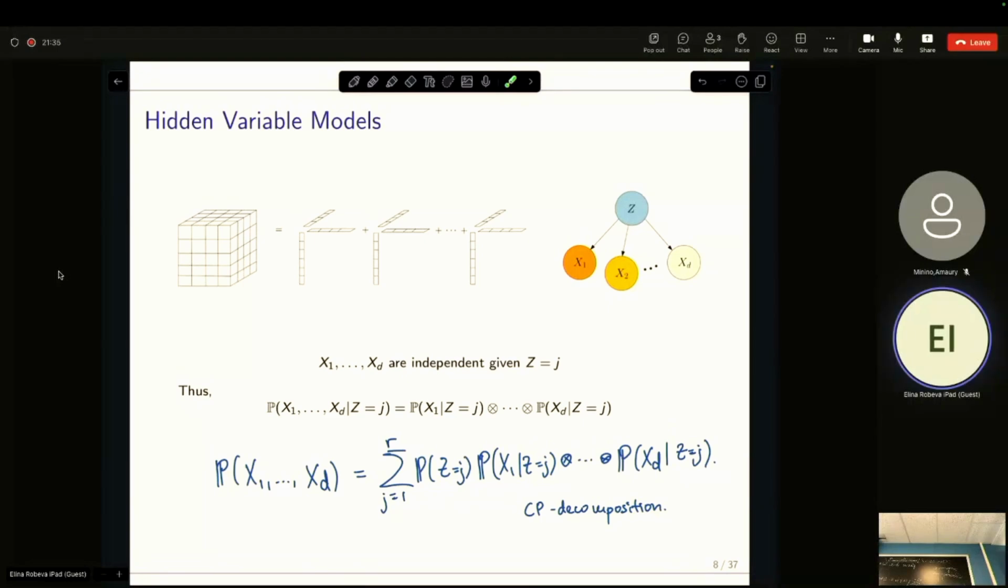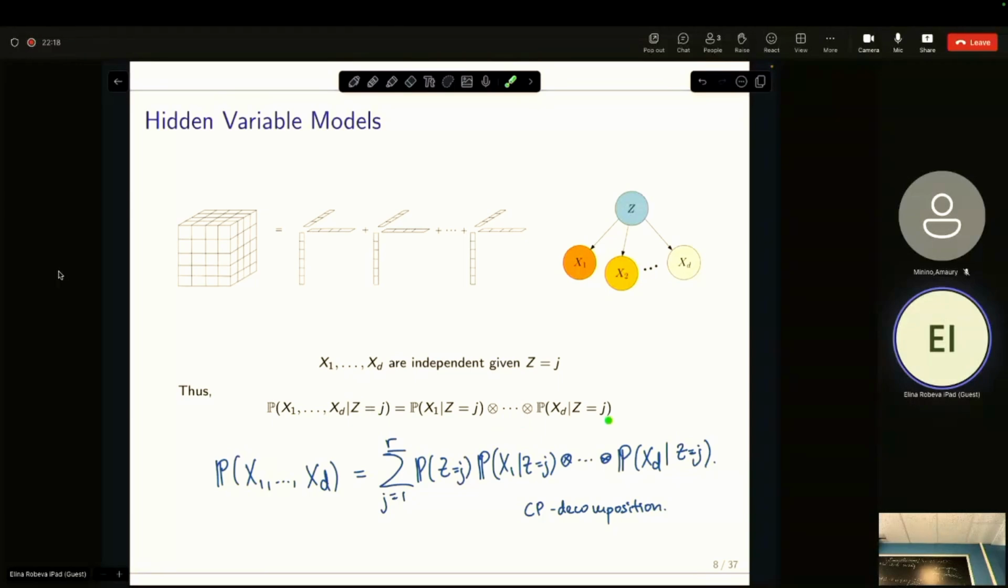It's called a hidden variable model. Suppose that there is some hidden variable z. This picture is a picture of a graphical model, and it doesn't need to mean anything to you, but what it encodes is that these variables x1 through xd are independent given the value of z. So for every value of z equal to j, these guys are independent. What this means is that when you condition on z equal to j, their joint distribution, which is a tensor, conditional on z, is going to be rank 1.